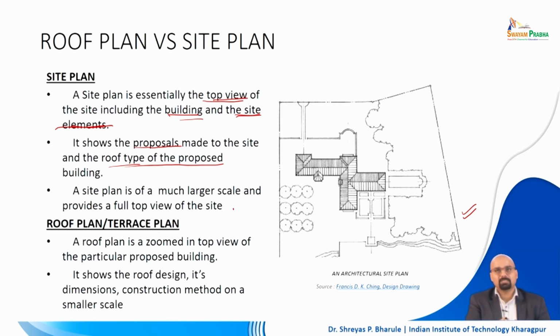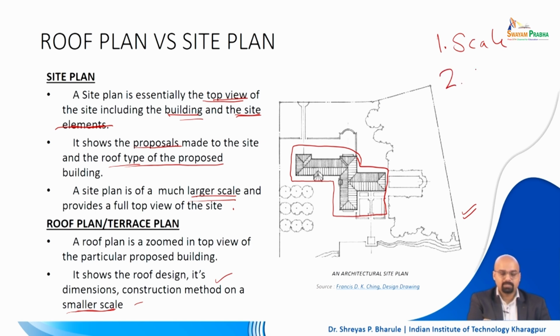Now, in comparison to the site plan, how does the roof plan differ? The roof plan, right, is just a zoomed level of this particular area or component of the building, right. So, this area of the building will be highlighted in the case of a roof plan of the proposed building, right. It shows the design of the roof, its dimensions, its construction method on a smaller scale compared to the site plan, right. So, the scale differs. Point number 1 is the scale differs.